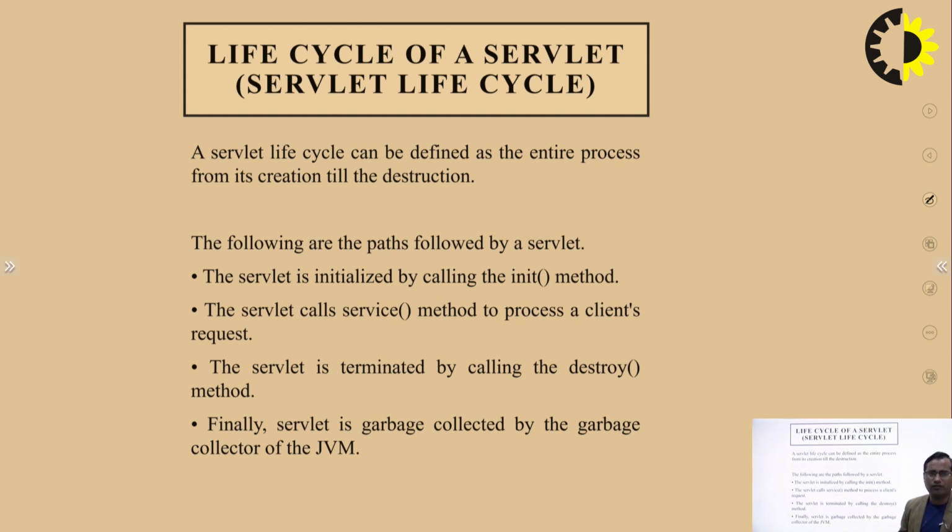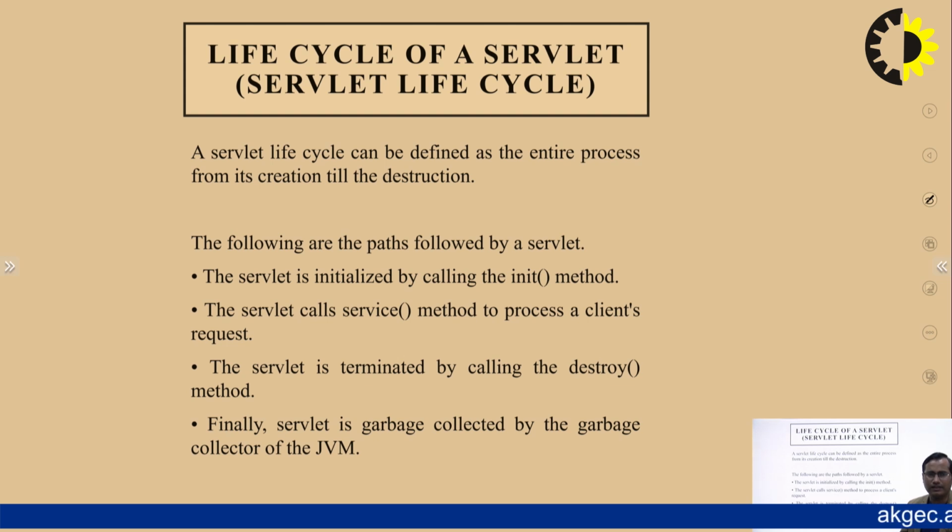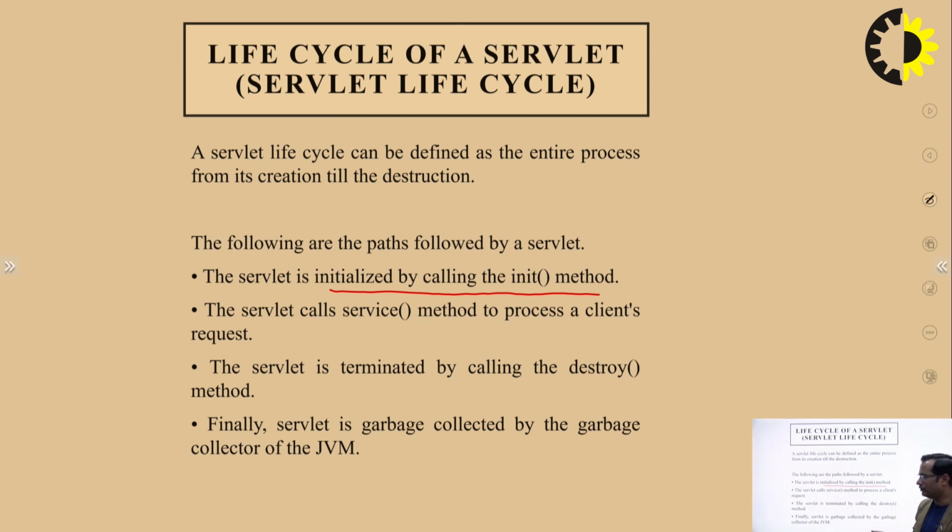The following paths are followed by the servlet from its creation till the destruction process. First, the servlet is initialized by calling the init method. In the servlet life cycle, it uses three methods actually: the init method, the service method, and the destroy method. So the servlet is initialized first by calling this init method. Then the servlet calls the service method to process the client requests. And then the servlet is terminated by calling the destroy method.